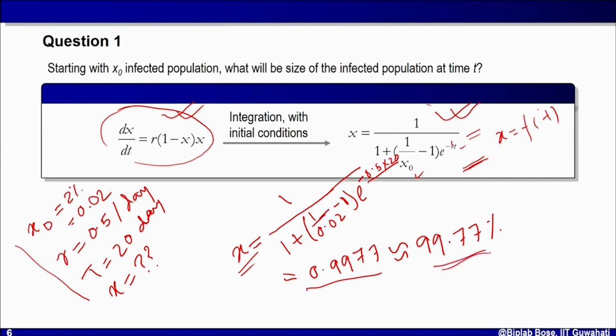That means my model is saying if at the initial time point I have 2% of the population infected, then after 20 days 99.77% of the population will be infected. So the first type of question is answered.